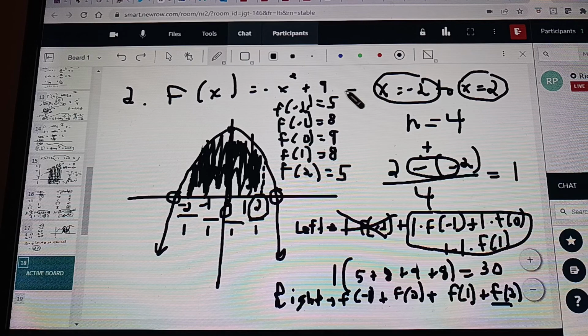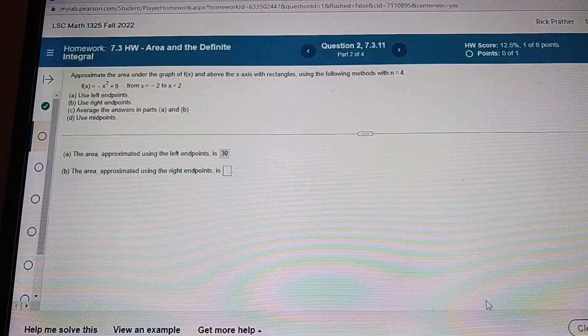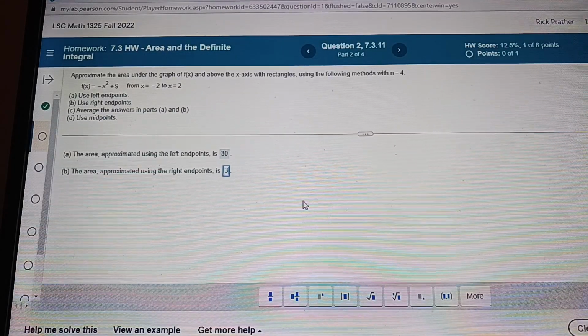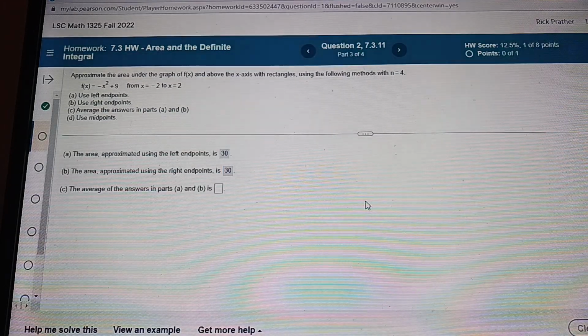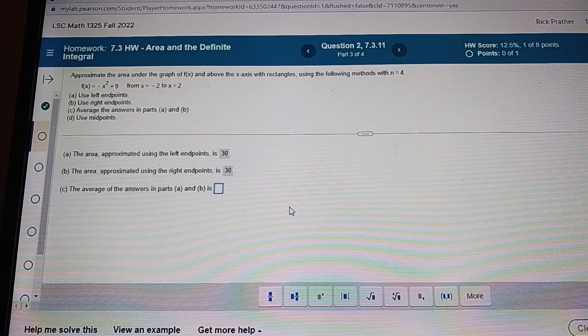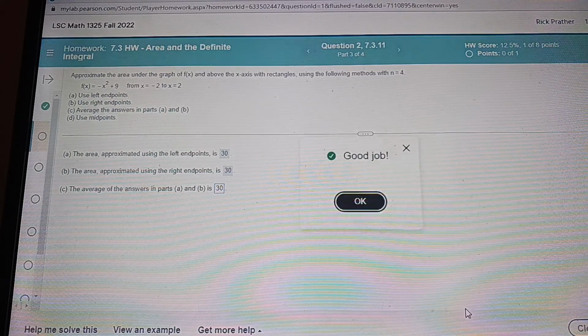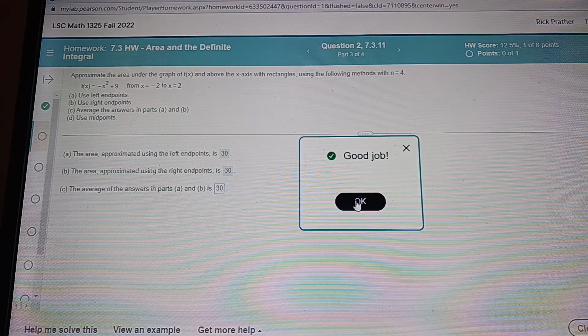So the left endpoint answer came from adding these 4 numbers together. The right endpoint answer is going to come from adding those 4 numbers together, but they are the same because the 5s balance out. So by coincidence here, the answers are the same. Not that they have to be, but here they turned out to be the same. And the average of 2 numbers that are the same is that number. So the average is definitely 30. 30 plus 30 divided by 2 is 30.